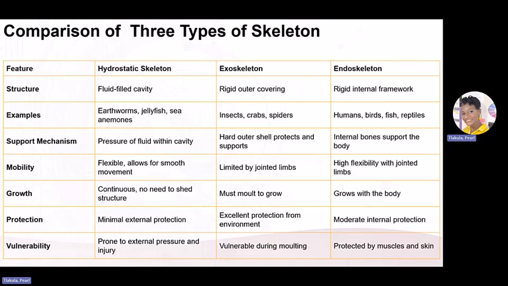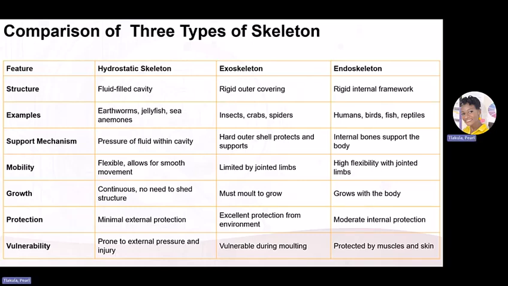The exoskeleton is limited by joints and limbs, and the endoskeleton is high and flexible with joints and limbs. Did you hear that? In terms of growth, the hydrostatic skeleton is continuous. There's no need to shed structure, while the exoskeleton must molt, meaning there's a need to shed the structure in order for it to grow. Whereas the endoskeleton grows with the body. As the body grows, it grows.